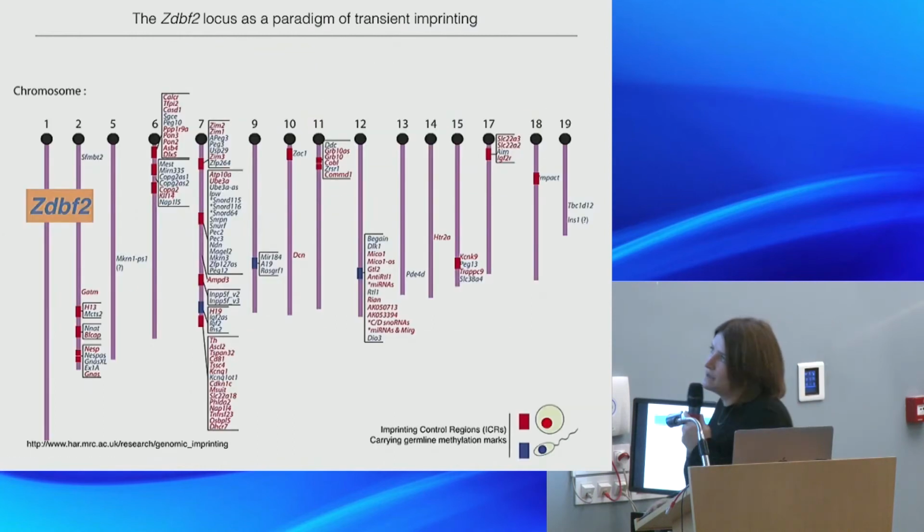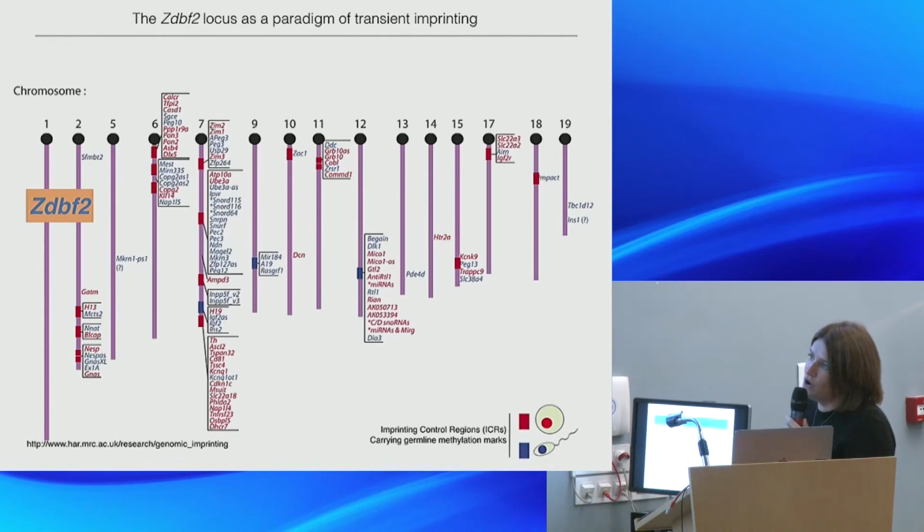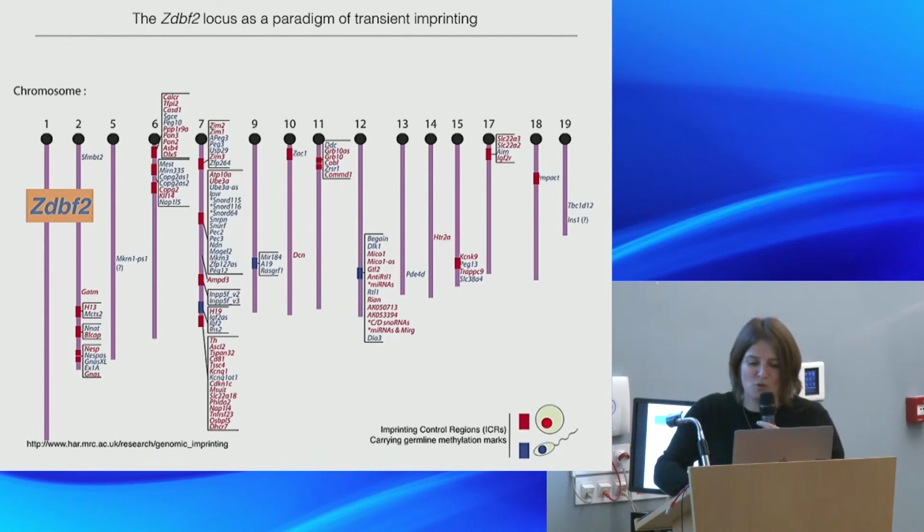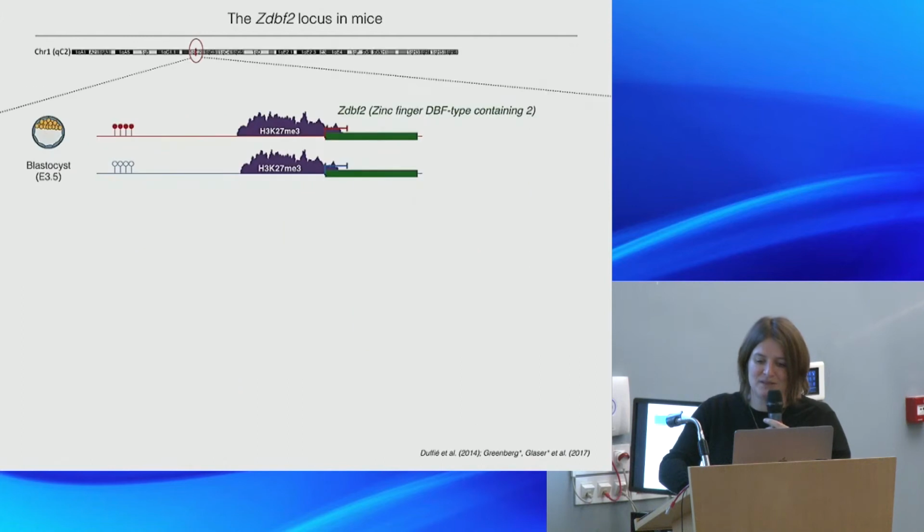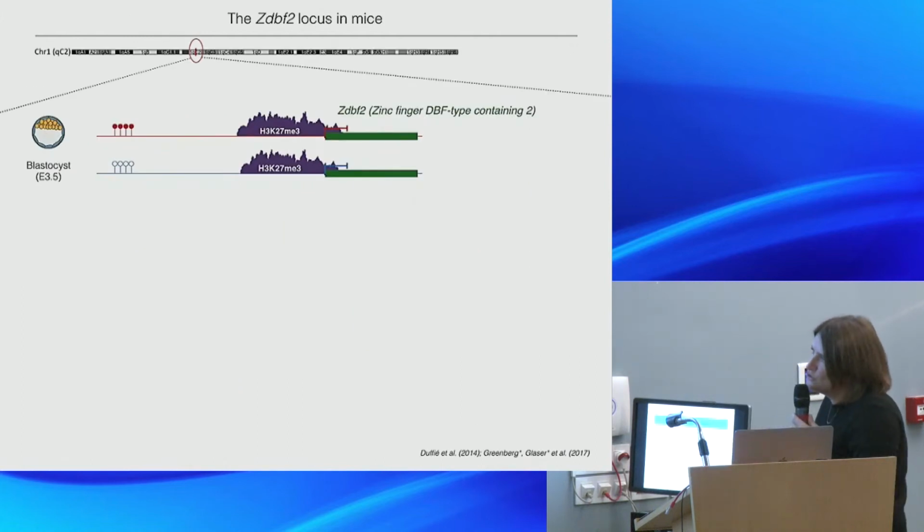So one paradigm for this form of transient imprinting is ZBF2, which is on chromosome 1. So it's a quite complex genomic locus. Just to sum up, it's on chromosome 1, as said, in mice. Here is the epigenetic status of the locus at the blastocyst stage, so before implantation, when it's still imprinted.